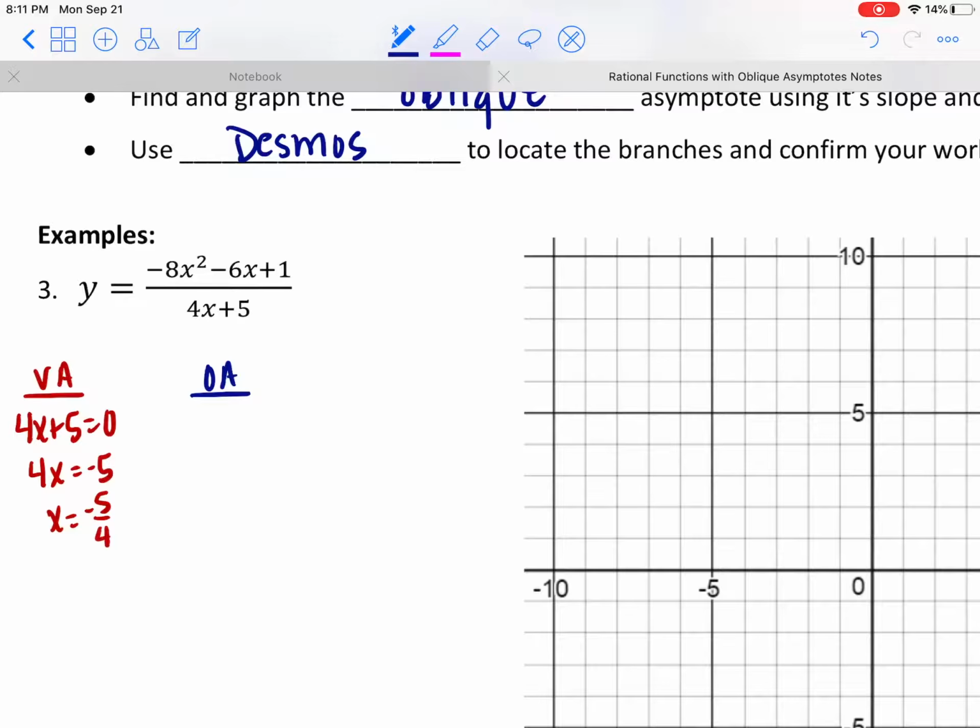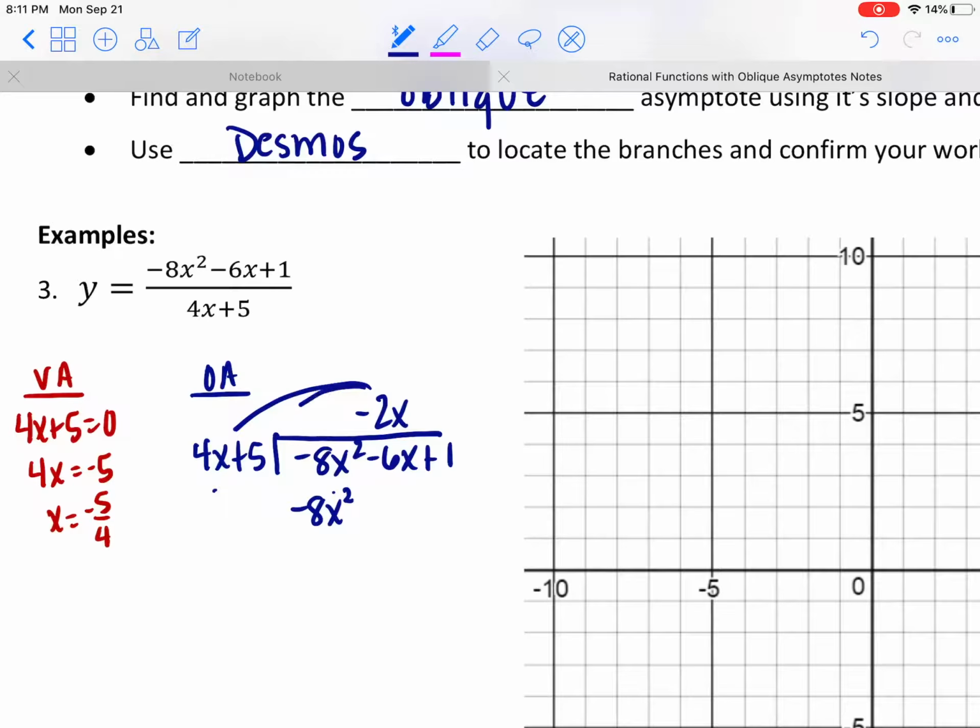So we're going to take 4x plus 5, and we're going to divide it into -8x squared minus 6x plus 1. So first, -8x squared divided by 4x is going to be -2x. -2x times 4x is -8x squared. -2x times 5 is going to be -10x.